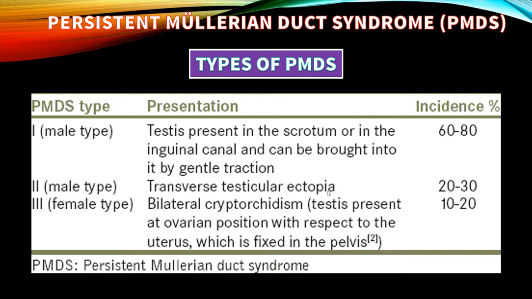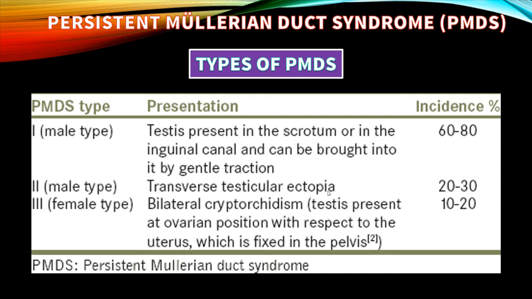Types of persistent Müllerian duct syndrome. There are three types. Type 1, male type. Its incidence is 60 to 80%. The testis is present in the scrotum or in the inguinal canal and can be brought into it by gentle traction.